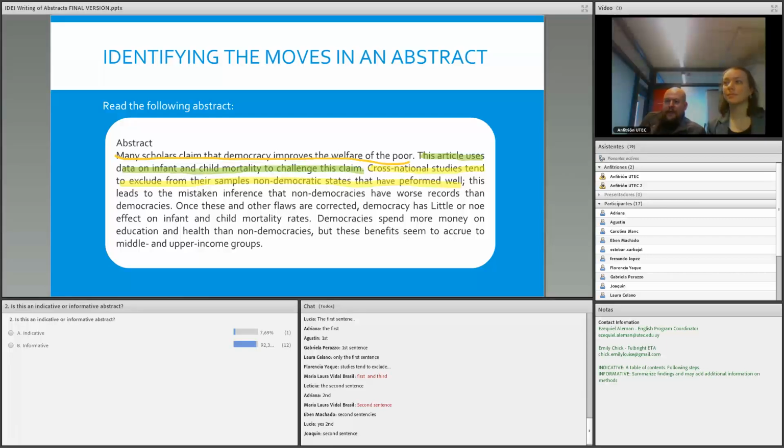So you were right. Move 3 is about methods and results. Can you find that here? This is a tricky one. It's harder. Yeah, that's a bit harder. Can you find any mention on the methods? How they're going to do this? How they're going to prove this?